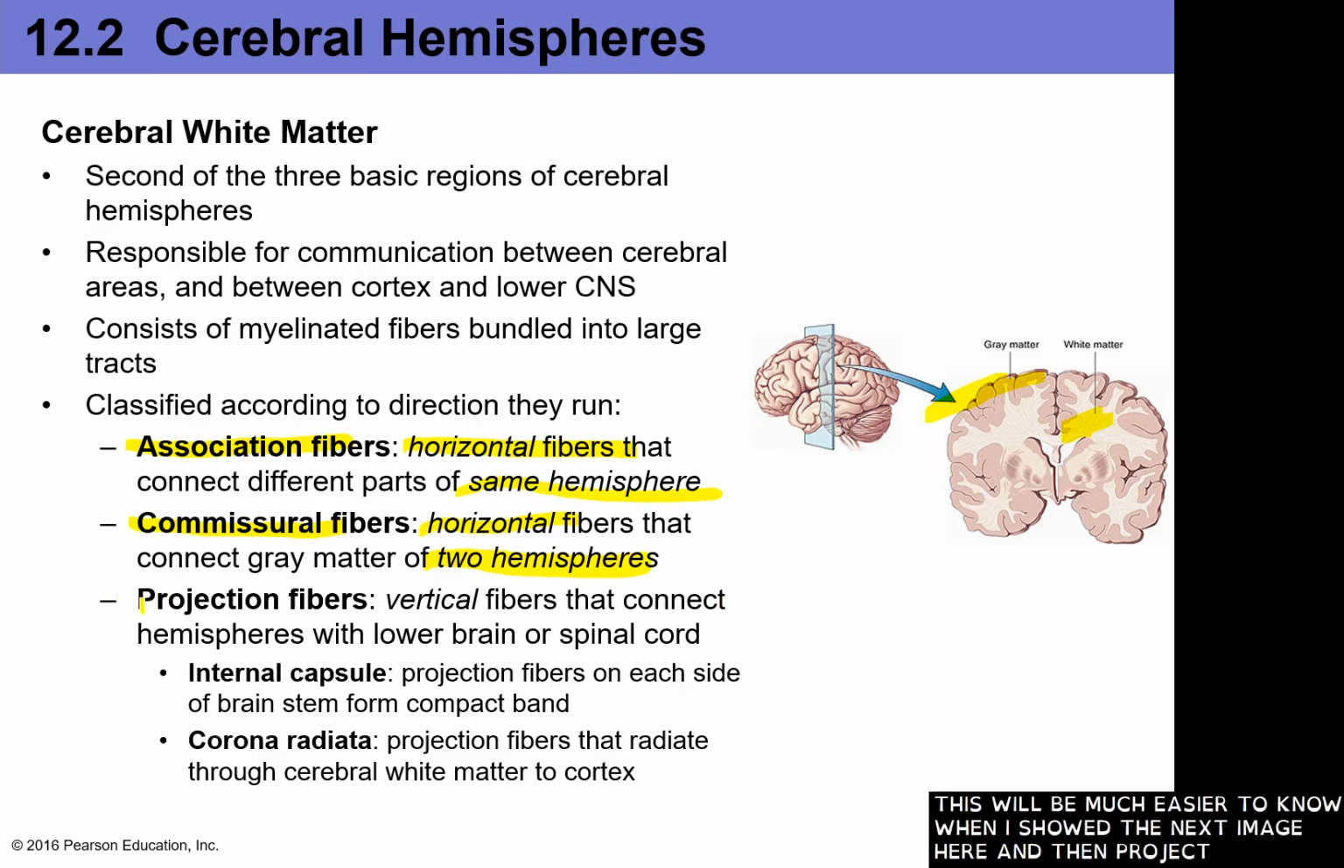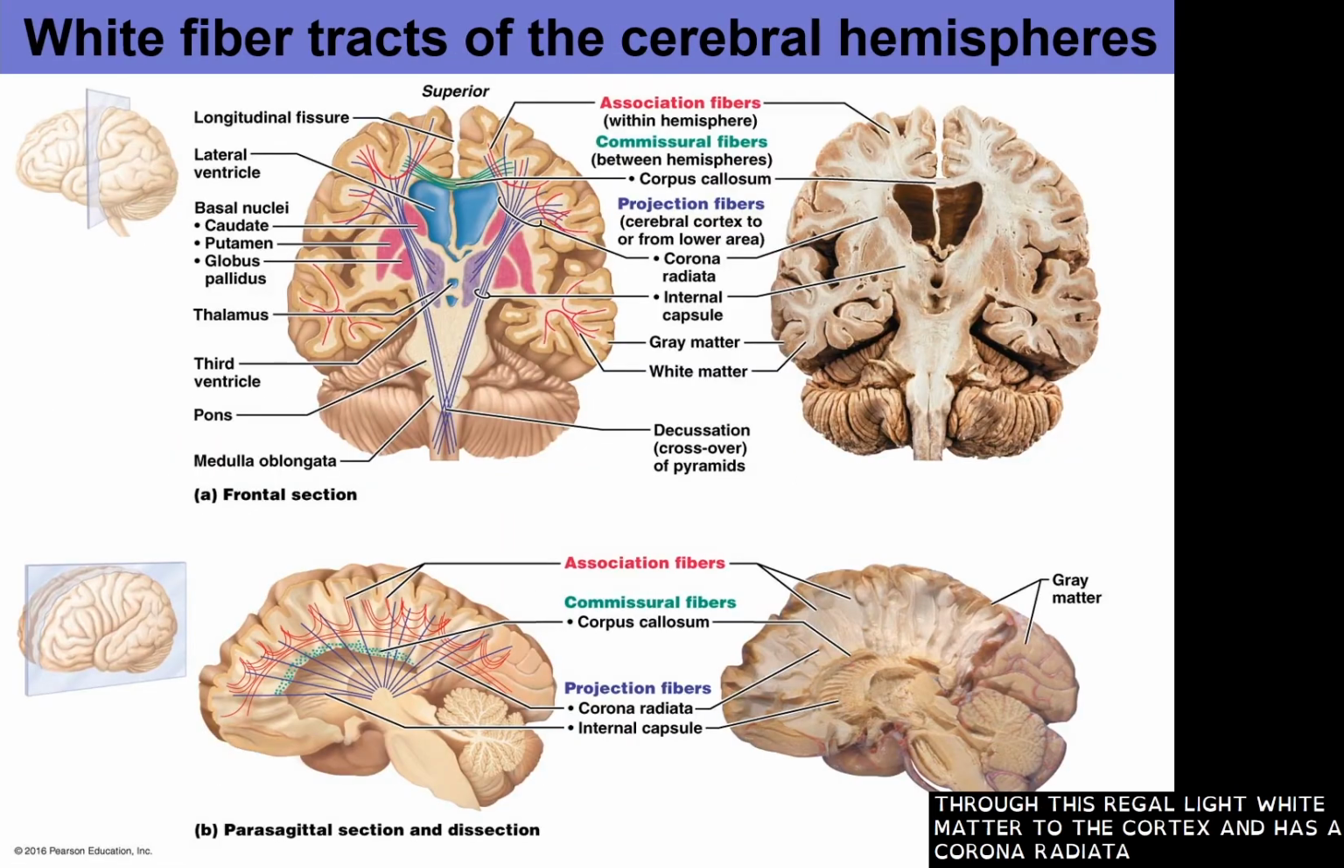And then projection fibers, think of them as projecting. They're vertical ones that travel a longer distance. So they form this compact band, and they also radiate through the cerebral white matter to the cortex, known as the corona radiata. Okay, so this is what I wanted to show. This is the easiest way to see this feature here.